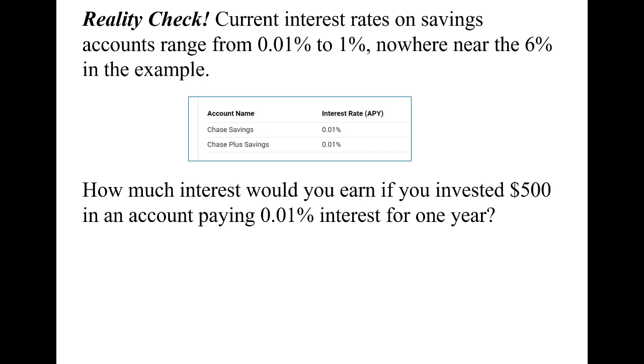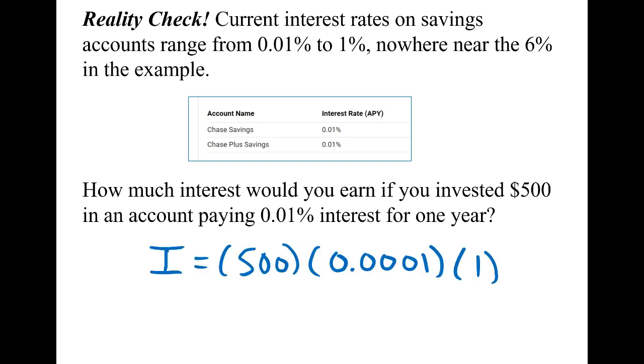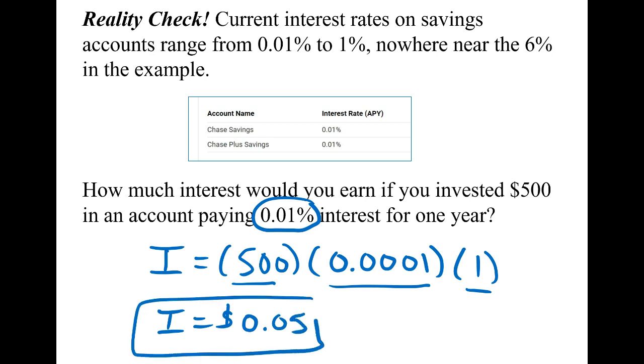So pause here, rework that example if you invested $500 at 0.01% for 1 year. Okay, so now we have that interest is the principal, 500, times the interest rate as a decimal. Now 0.01% divided by 100 is now 0.0001. And then of course we still have 1 year for our time. And we see that our interest in this case is not the $30 it was before, it's 5 cents. Just keep that in mind. Savings accounts are not the best way to earn money.